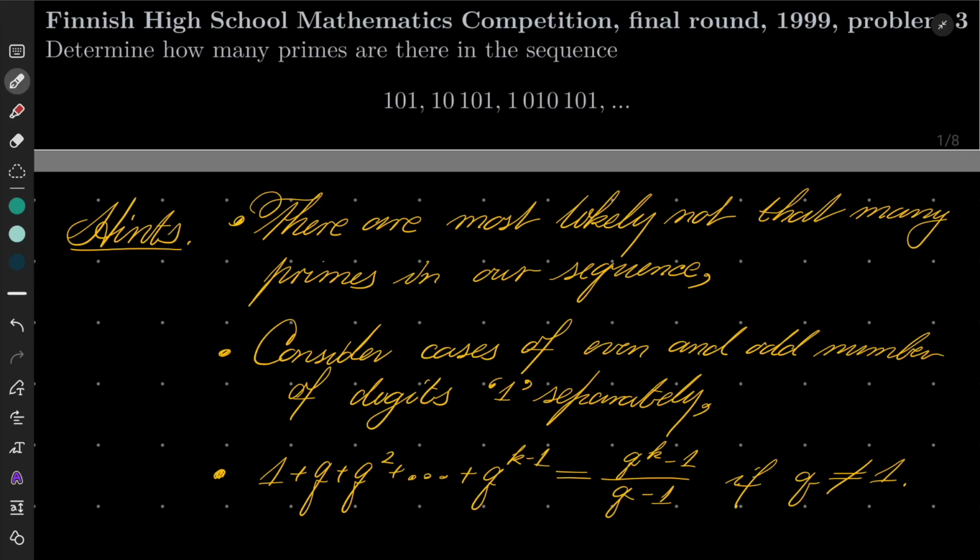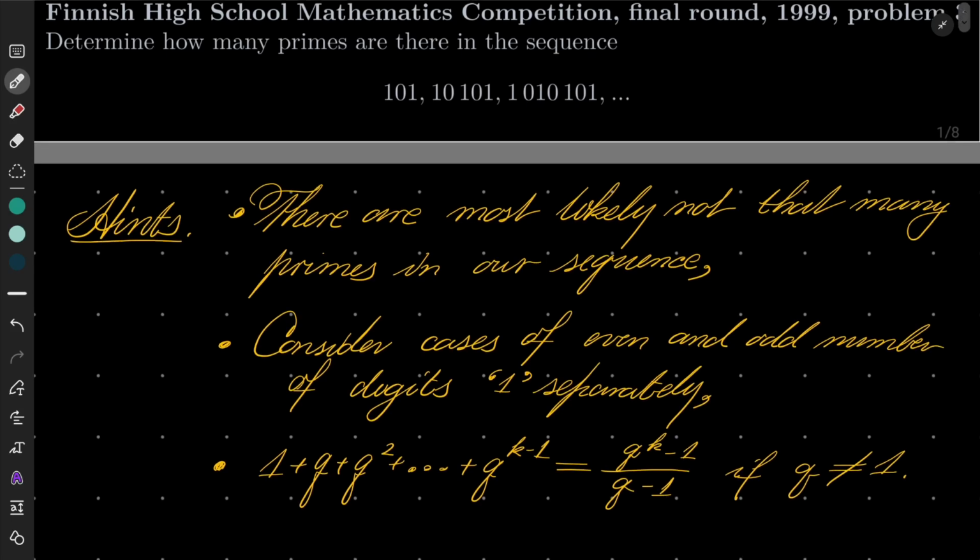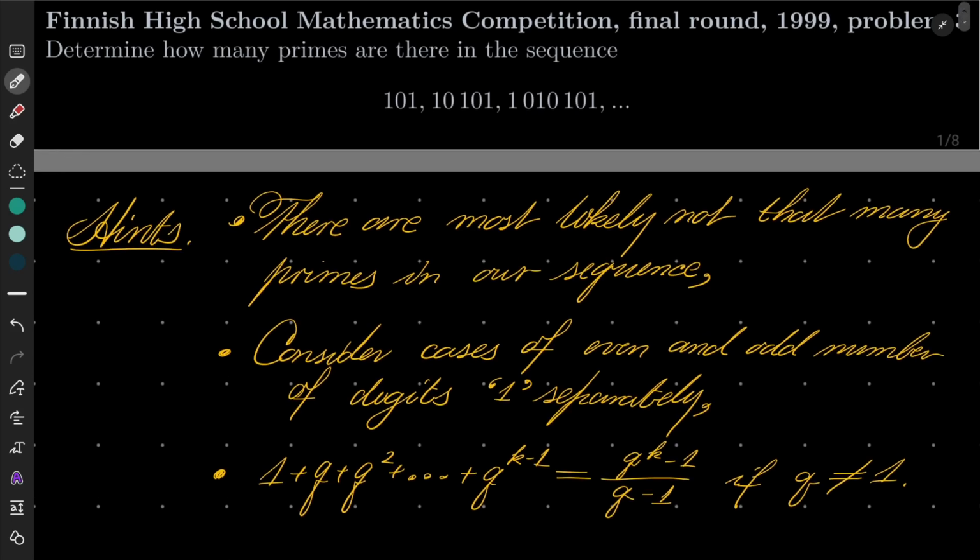Hello friends, in this video I'd like to solve the following problem from the Finnish High School Mathematics Competition Final Round 1999, problem number 3. We wish to find how many primes are there in the sequence 101, 10,101, 1,010,101, and so on. We have a sequence of numbers with alternating ones and zeros.